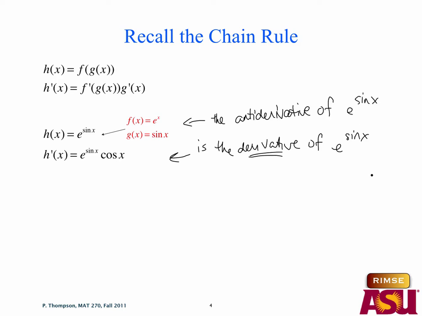Is this correct? No. What's missing? Cosine x, right? So this is the relationship: this thing is the derivative of that thing, and this thing is the antiderivative of this thing. A reversal of processes, okay?